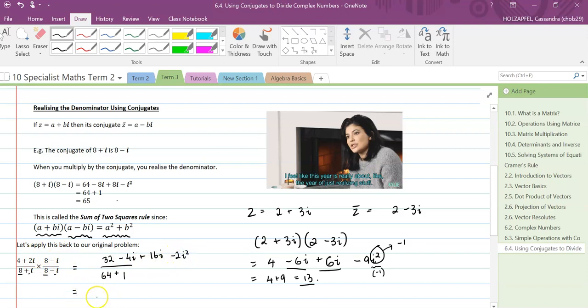So let's go ahead and simplify this. 32, and then this is going to become plus 2 because negative 1 times negative 2 makes positive 2. So 32 plus 2 is 34. Negative 4i plus 16i is going to make plus 12i, and that's all going to be over 65. So when we write this in complex number form, we're going to write this as 34 over 65 plus 12 over 65i. Let's do a few more examples.